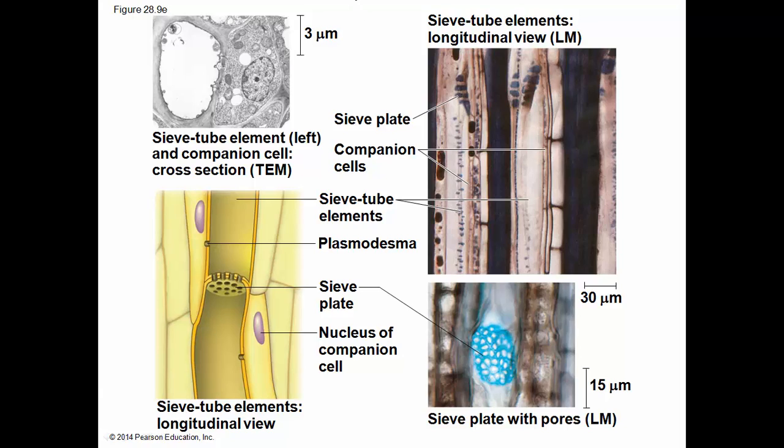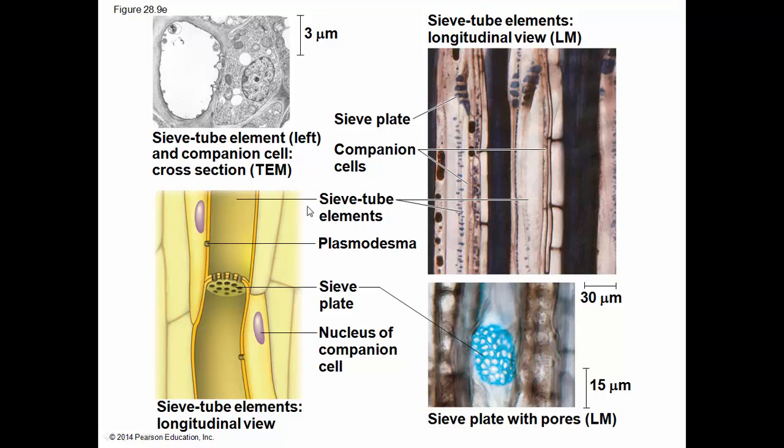Okay, so here are the plasmodesmata, which are small holes in the cell. Here's the companion cell that is living alongside the living sieve tube element. The sieve tube element has these sieve plates between each sieve tube element through which the nutrient fluid can pass.